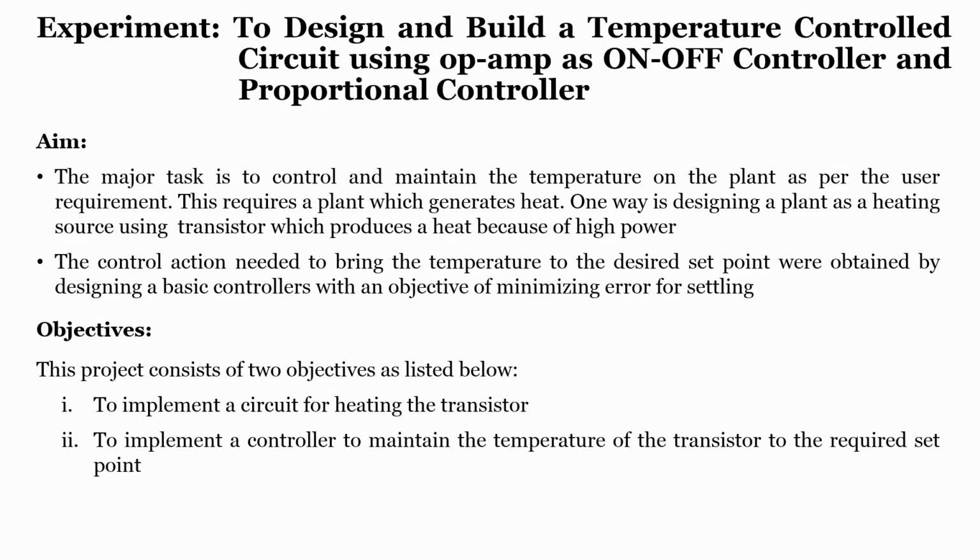Now, the aim of this particular experiment, the major task, is to control and maintain temperature on the plant as per the user requirement. This is our aim one. This requires a plant which generates heat. One way is designing a plant as a heating source using a transistor, which produces heat because of high power. Second is the control action needed to bring the temperature to the desired set point, which will be obtained by designing a basic controller with an objective of minimizing error for settling.